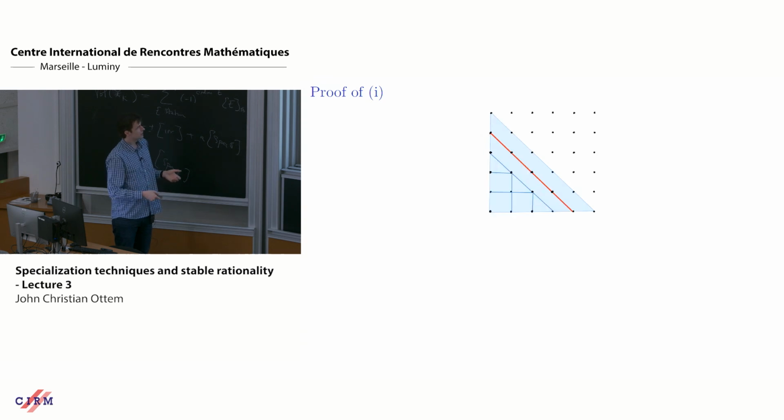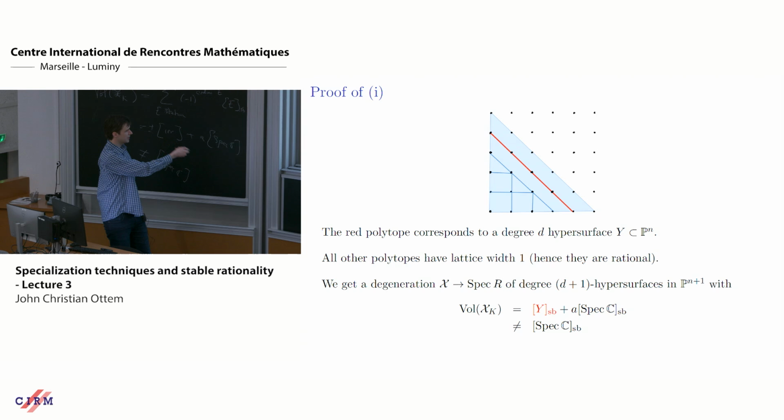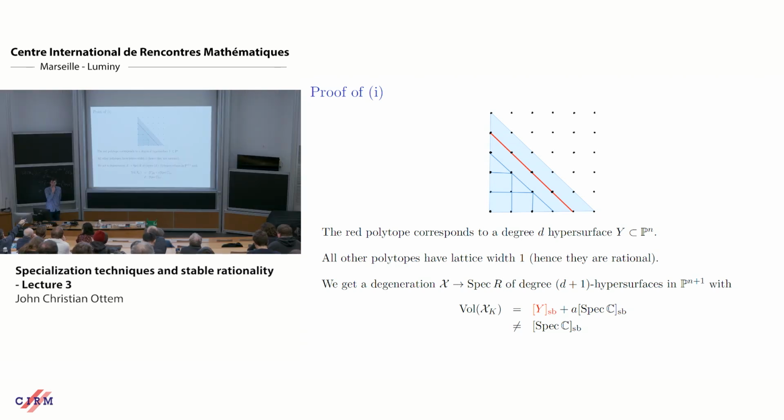So here, the red polytope corresponds to a degree d hypersurface in Pn, that we assume is irrational. And all of the other polytopes have lattice width 1, so they are rational. And therefore, by this formula here, we get something which is irrational and something which is rational. And you have to show that the faces of this polytope are irrational.